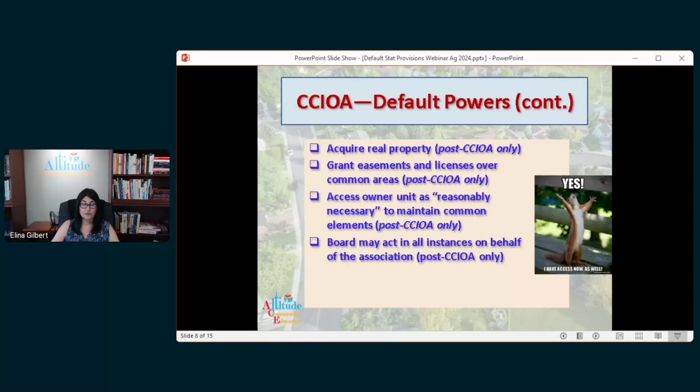So when is it reasonably necessary to enter a unit? It's a little bit of a judgment call, but I would say it's reasonably necessary if that is the only way to access a common element, or if the only other alternative to access a common element is going to cost us like $50,000 more or something extremely large. If we're talking about like a $2,000 or $3,000 increase, we might not be able to argue that it's reasonably necessary to enter the unit.